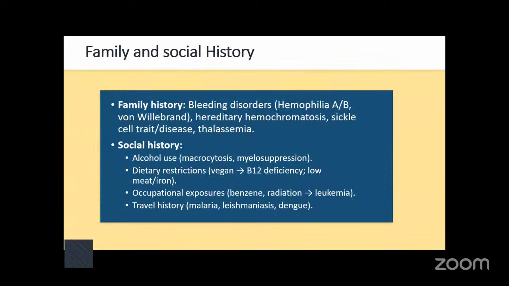Then for family history, as I said, you want to ask about bleeding tendencies, hereditary hemochromatosis, sickle cell trait, and thalassemia. You also want to ask about any person in the family who has been treated for hematologic malignancies. You can't ask directly about the Philadelphia chromosome, but you want to look for hereditary hematologic cancers. Patients who use alcohol can have something like B12 deficiency. Also ask about dietary restrictions, meat and iron, and occupational exposures to things that can cause cancer, such as benzene and radiation.